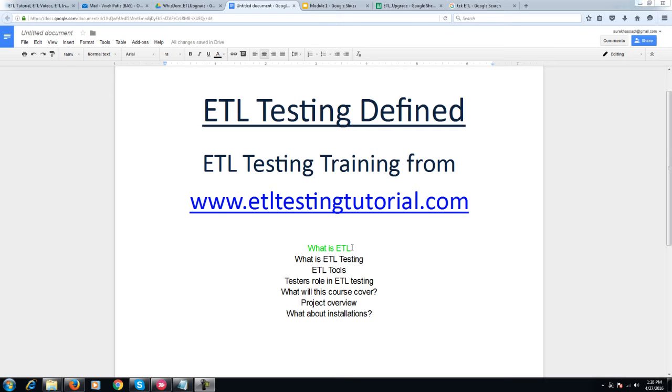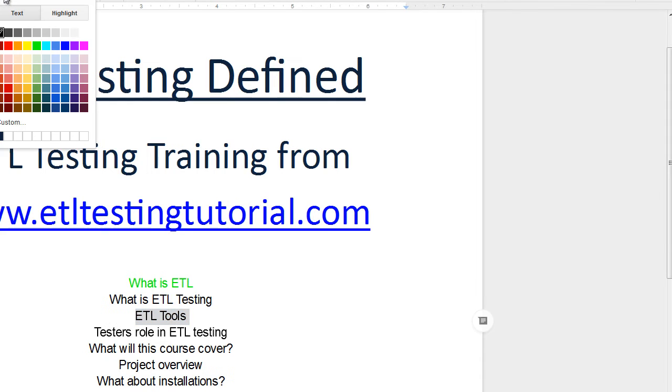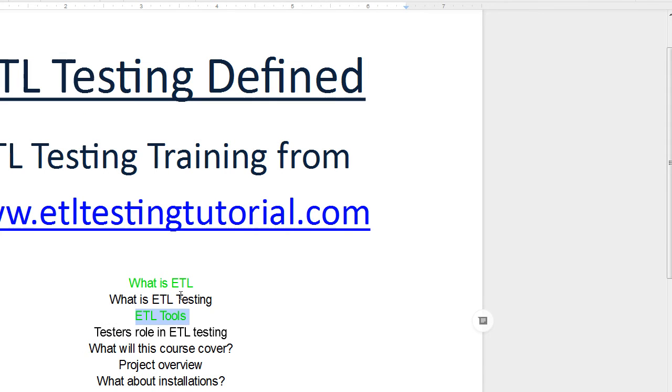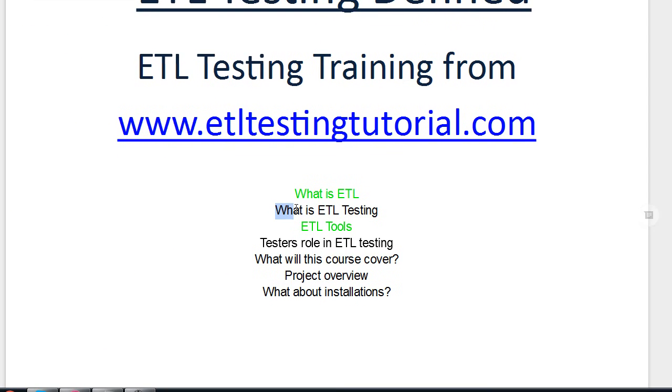So we have covered what is ETL. We have also seen the very basics about the ETL tools, what are the different tools available in the market, both in the reporting space as well as the ETL space, right? Now I'm going to address the very third question, what is ETL testing?